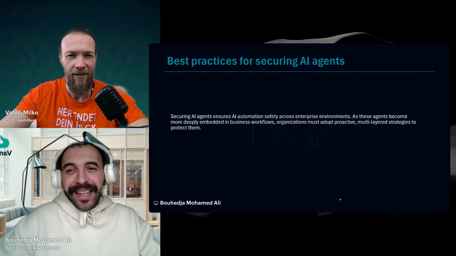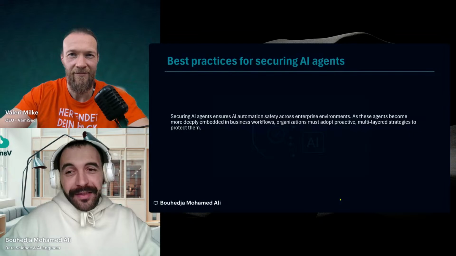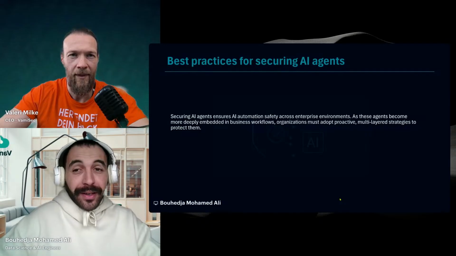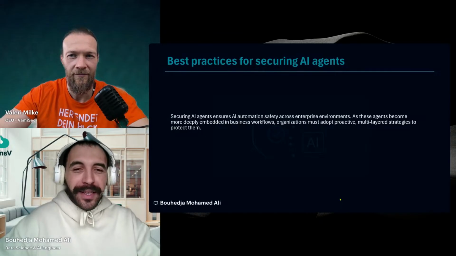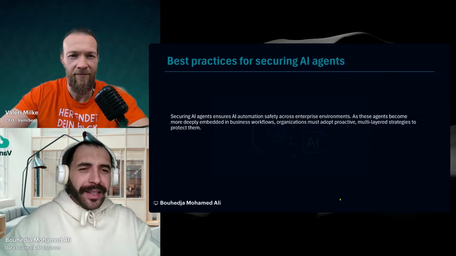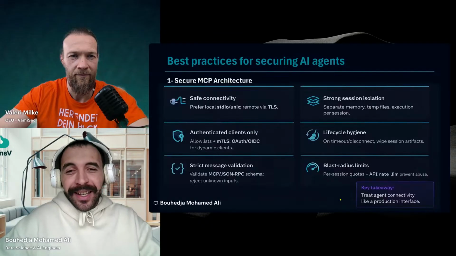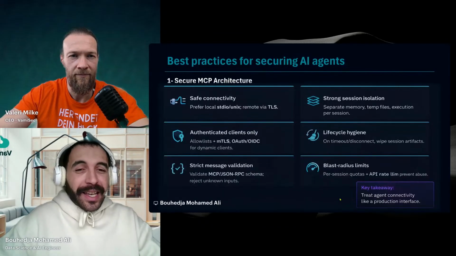Securing AI agents ensures AI automation safety across enterprise environments. As these agents become more deeply embedded in business workflows, organizations must adopt proactive, multi-layered strategies to protect them. Among these key best practices to secure our systems, designed to protect enterprise systems while maximizing their potential, the main idea is that if the MCP acts as the bridge between agents and tools, we need to treat it like a serious production interface.